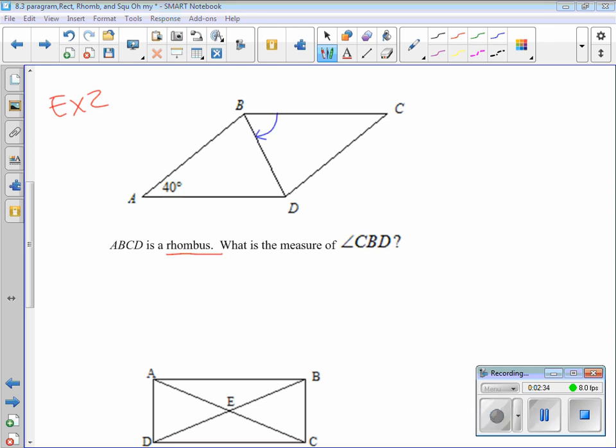We're looking for CBD, and I have it highlighted in blue. That's the question they're asking us to find, okay? So let's see if we can think through how to find that angle. Put me on pause and see if you can come up with it on your own, and then come back and see how I go about doing it.